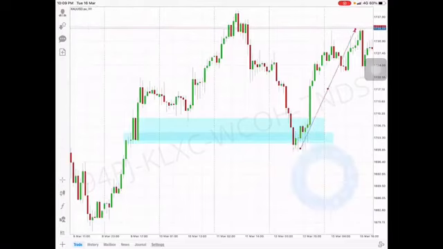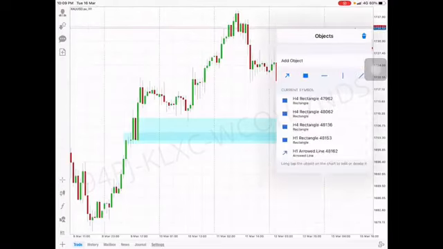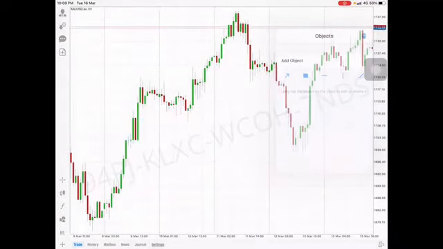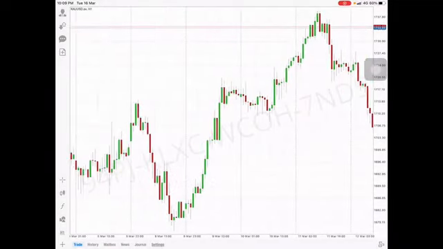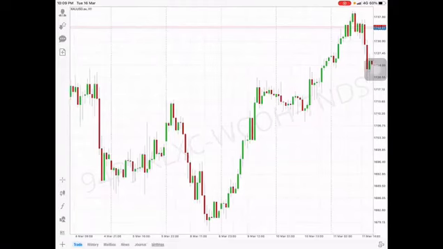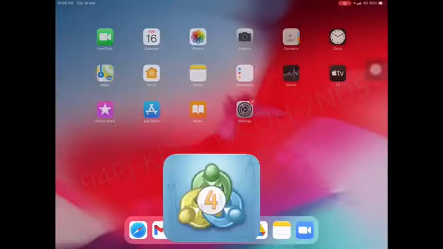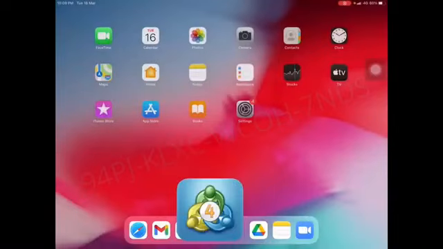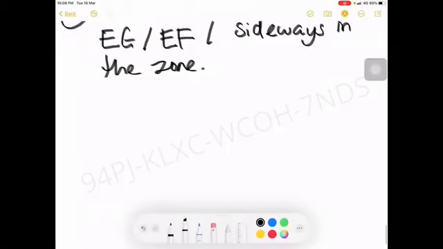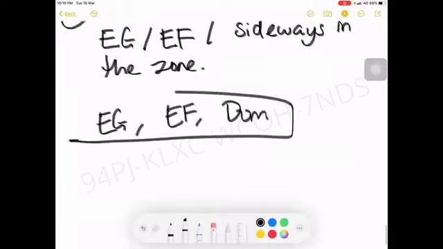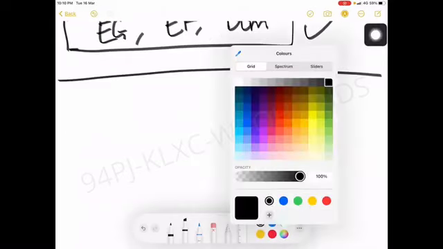So do you have any questions about the DOM? Is it all clear? Do you understand everything? Yes. Okay, nice. So now that we are done with the engulfing, the EF, and the DOM, now we are going to focus on the SOP. Now we're going to go for the entry.